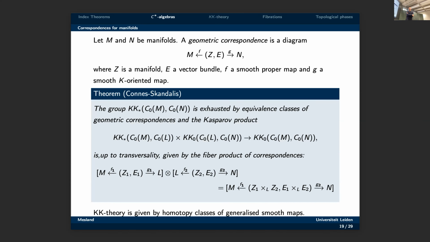Now, in the setting of manifolds, you can actually understand what's going on here a bit better. So if I have two manifolds, I can look at this group, so taking the functions on the manifold.